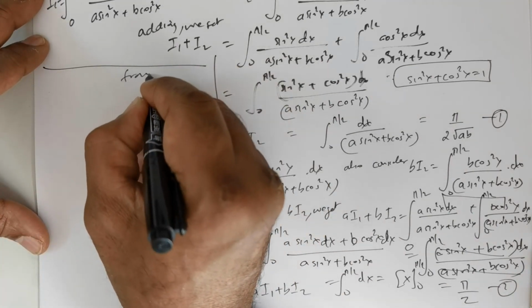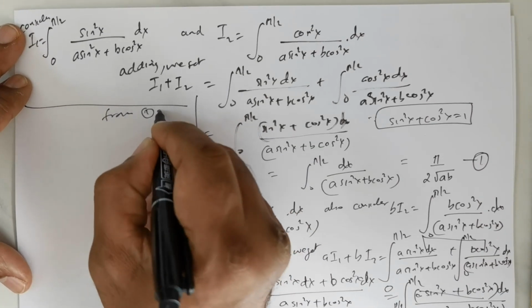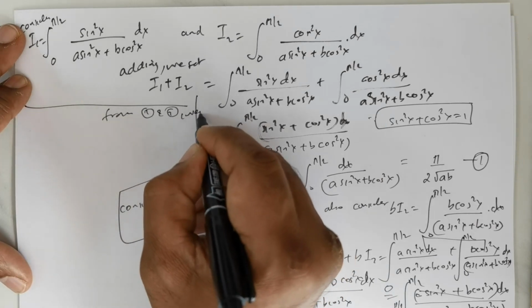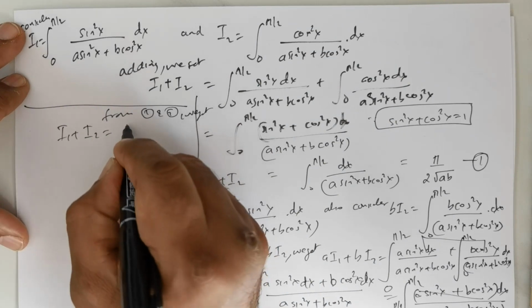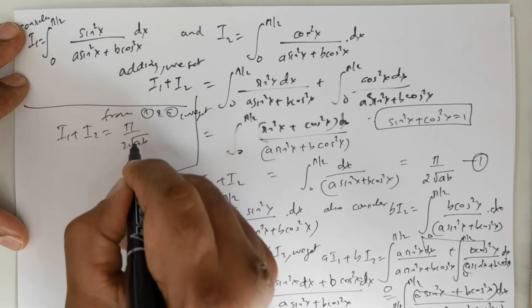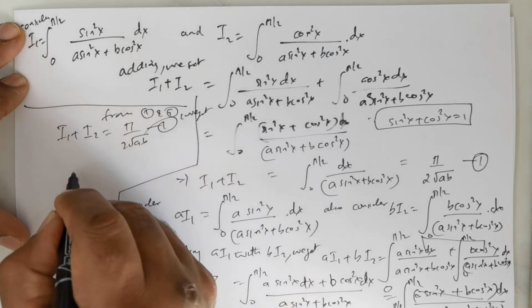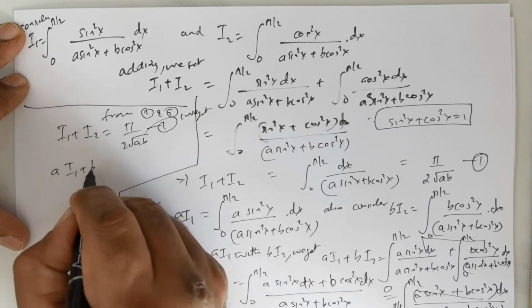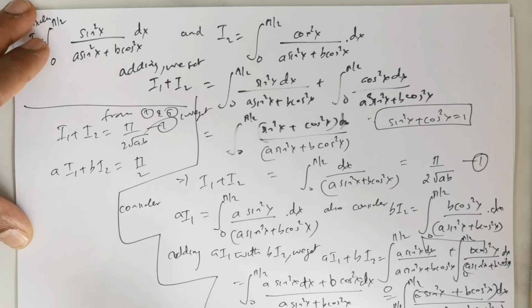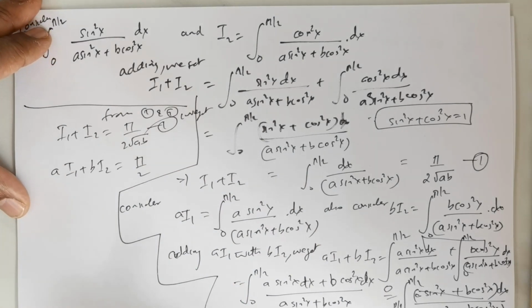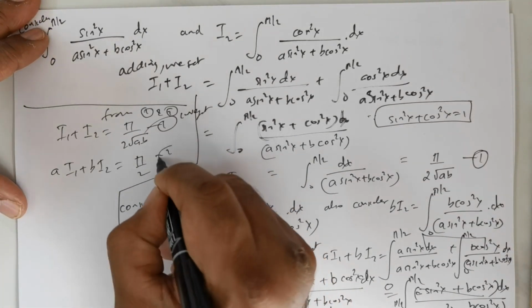So from 1 and 2 we get, so what do we get? I1 plus I2 is equal to pi over 2 times the root of AB. This is 1, and a times I1 plus b times I2 is equal to pi over 2. This is 2. Now what I wish to do is, I would like to multiply 1.